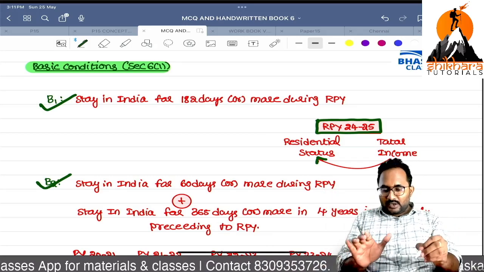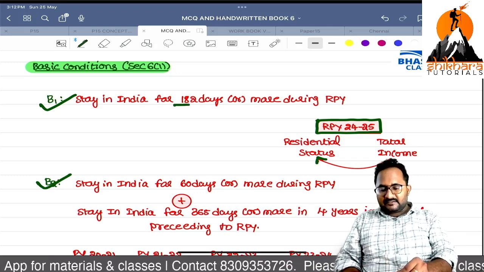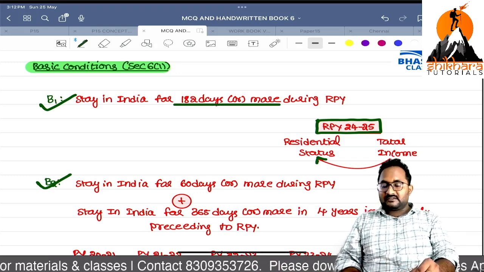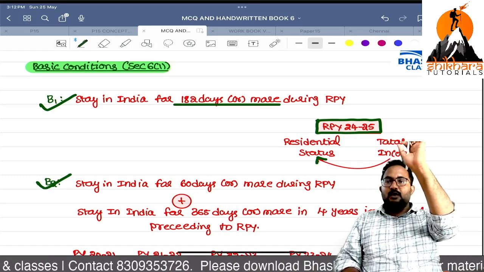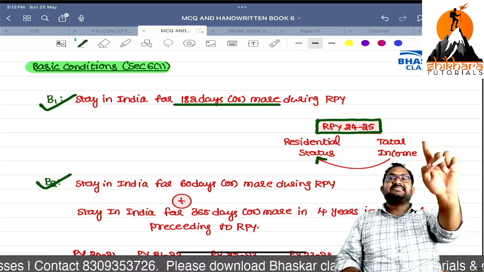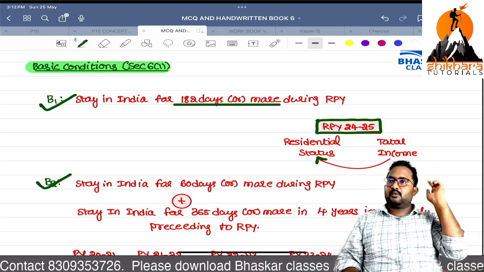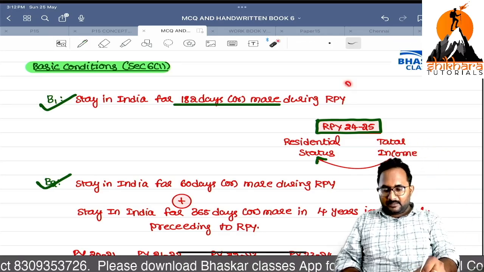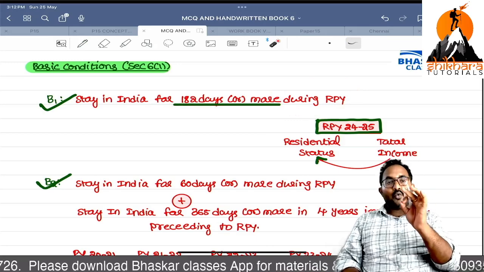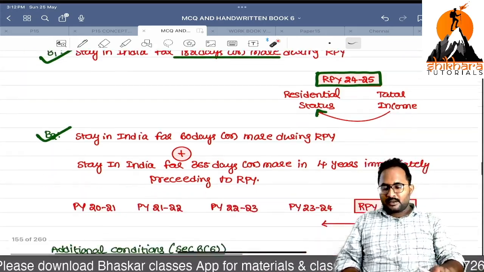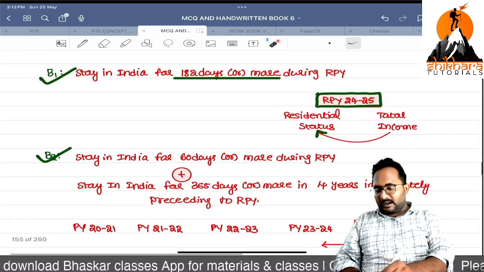Now, during the relevant previous year, please check whether the individual stayed for 182 days or more. That means for checking B1, how many years' data is required? Only 1 year of data is required, the relevant previous year data. If that is given, that's enough. What is the number of days? 182 days or more. Now, the second one, or conjunction.